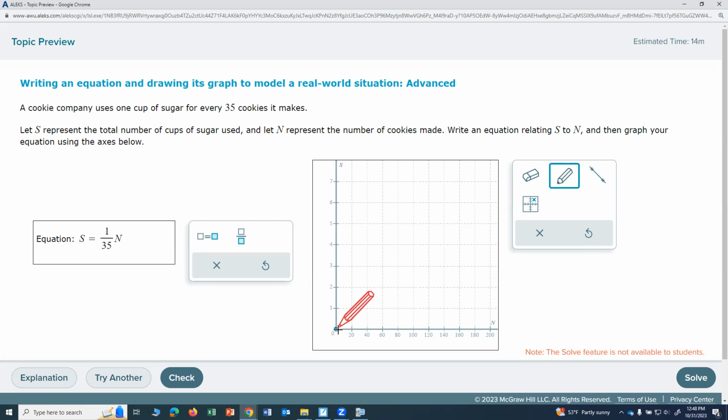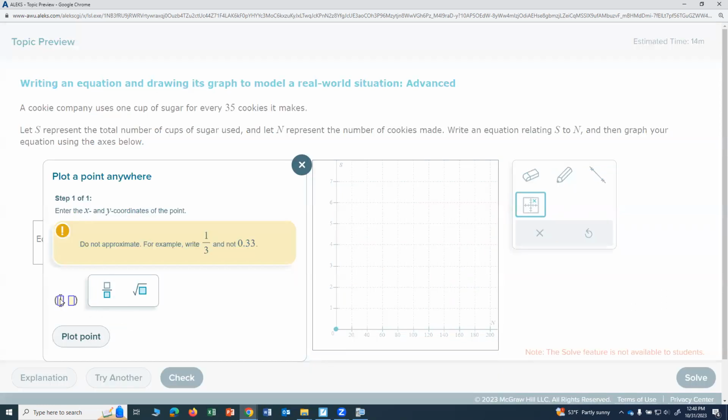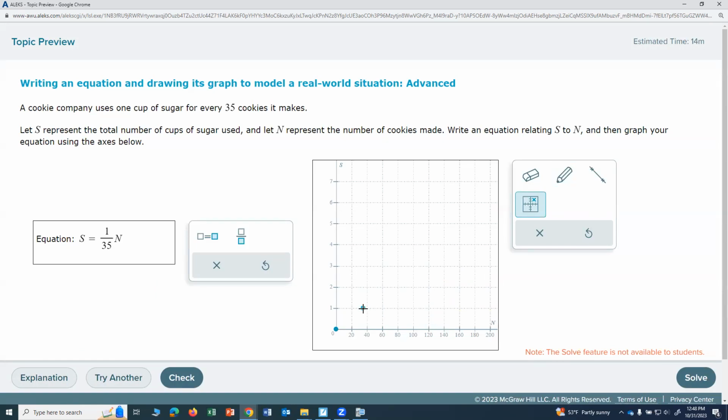And then I'm going to go, I could go up 1 over 35. It's not letting me go between the values. So I could come over here and I could say, if I'm doing 35 cookies, that would use 1 cup of sugar. Plot point, and it plotted that point for me. So again, that was for 35 cookies, so n equals 35. I use 1 cup of sugar.